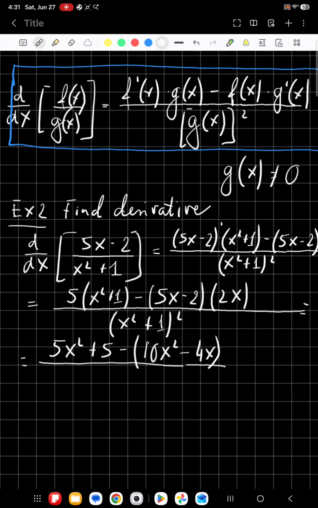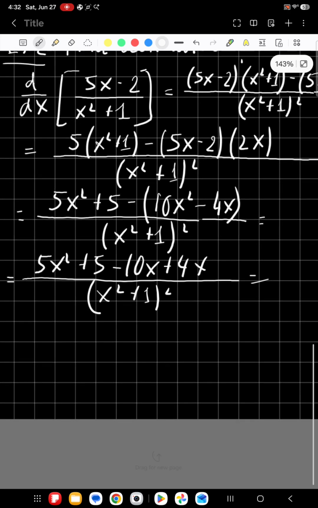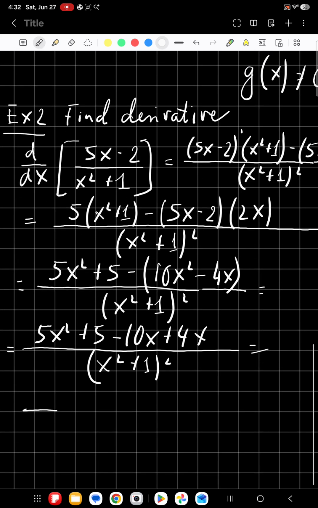Okay, and then let's leave the bottom like this, x squared plus 1 squared. Okay, so I have 5x squared plus 5 minus (10x squared minus 4x) divided by x squared plus 1 squared. Okay, and then the final answer, and we can combine these two, so negative 5x squared.